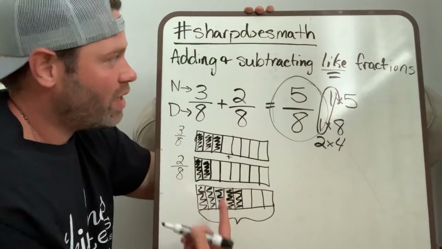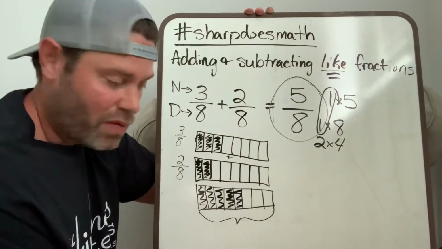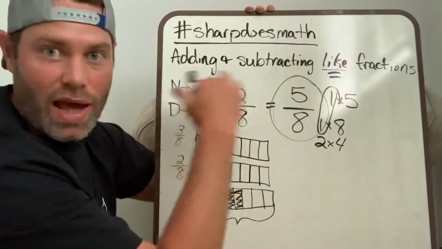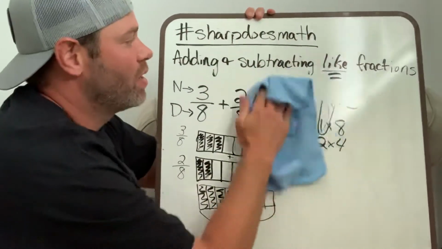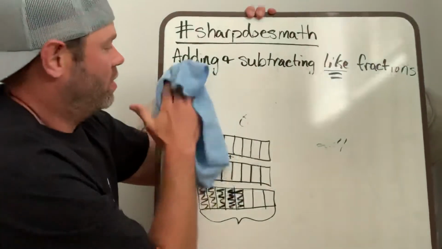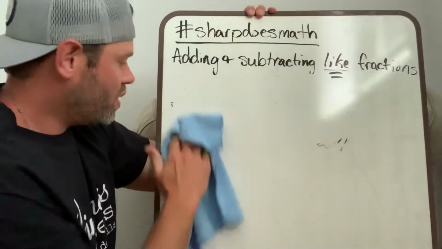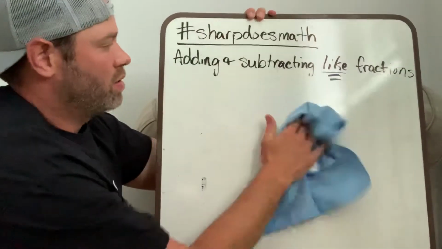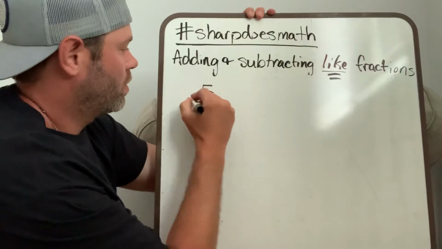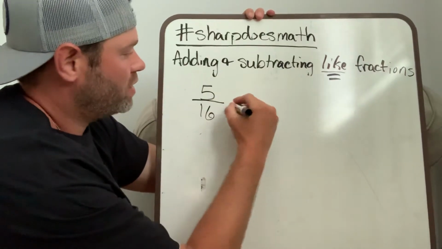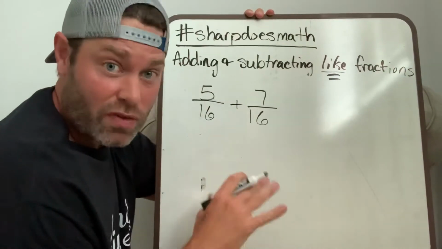All right, so that's adding and subtracting like fractions. There's an example of how to add them. Just add the numerators across the top. I'm gonna give you a couple more examples real quick. So my next problem will be 5/16 plus 7/16. Again, we have like fractions here.